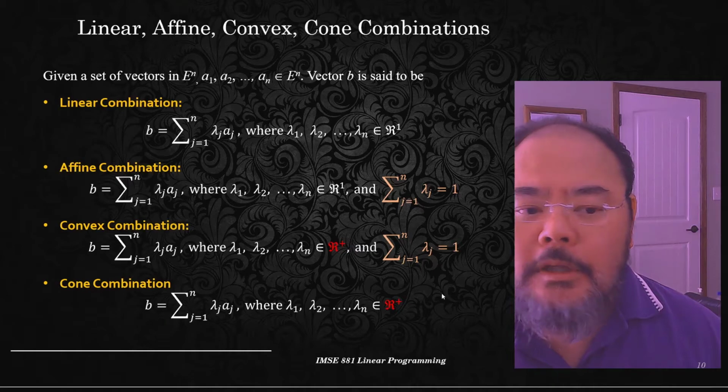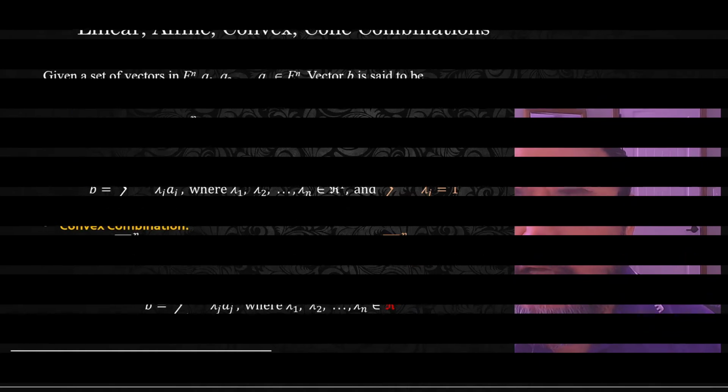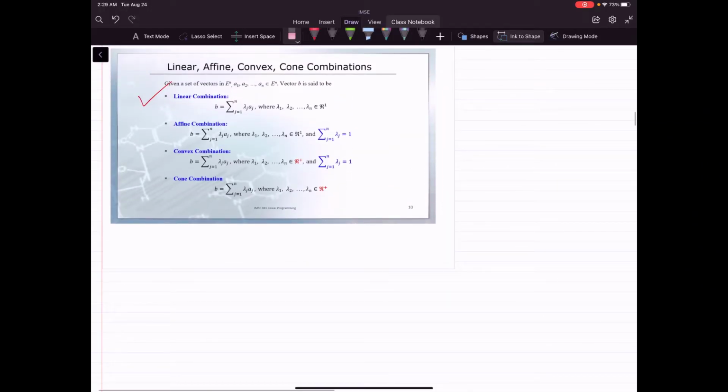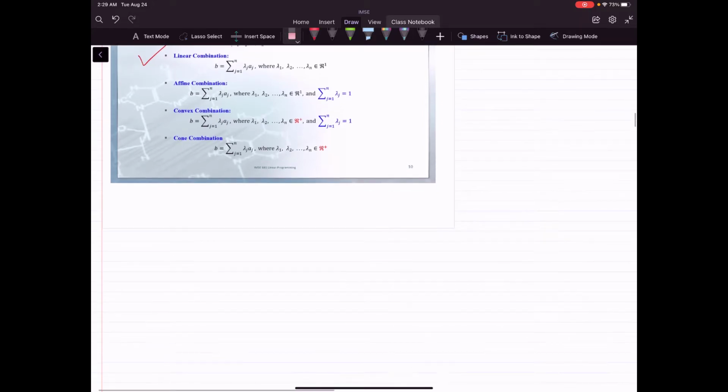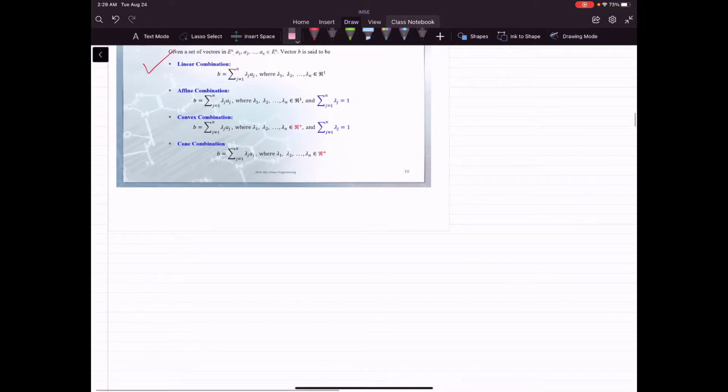Okay, on the next slide we'll start to illustrate what the linear combination is. The linear combination is basically a real combination of two vectors, A1 and A2. For example, I have two vectors, A1 and A2.